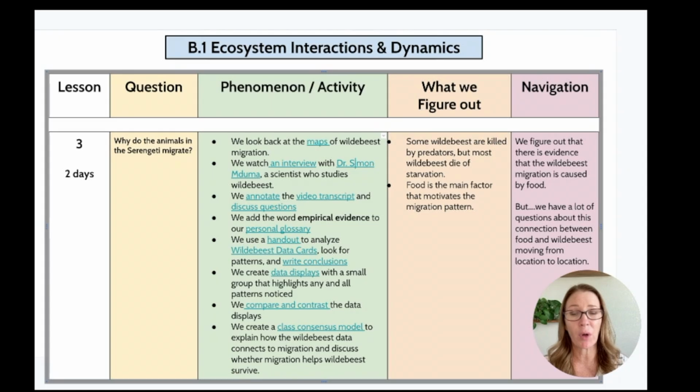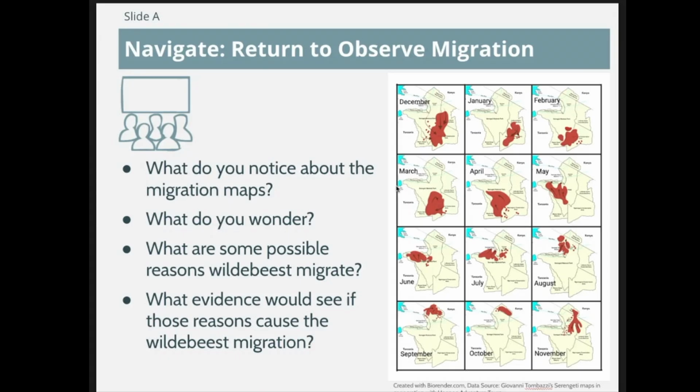In this video, I'm going to walk you through lesson 3 of B1. And so we begin our lesson by taking a look back at the maps of wildebeest migration. Now, these maps were actually provided in the slideshow, the scavenger hunt that we did in lesson 2. And you can see we're going to take a look back, and these red areas are where the wildebeest are located during different months of the year.